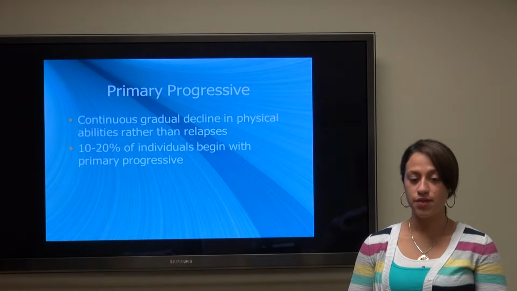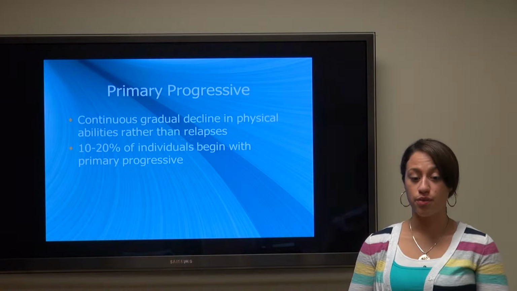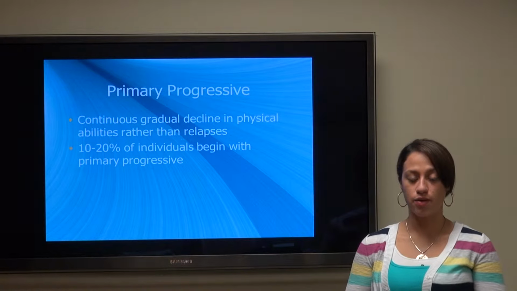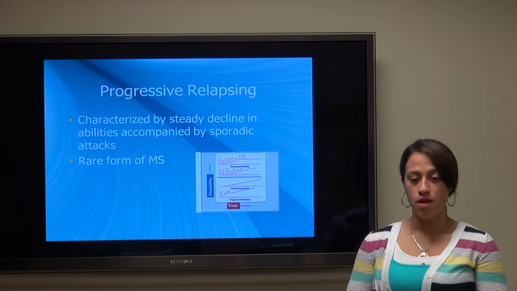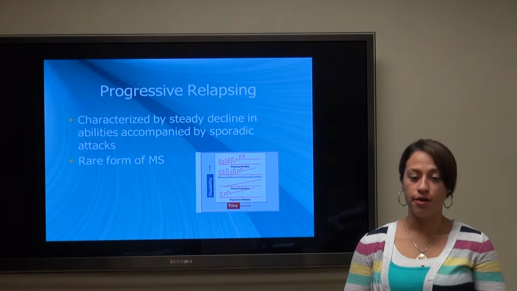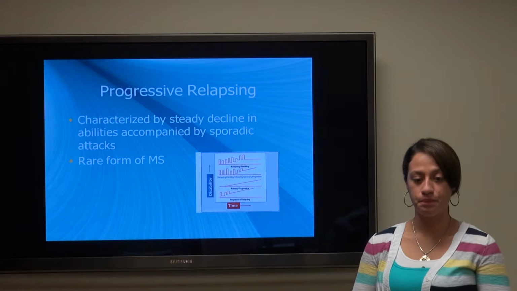In primary progressive, there's a continuous gradual decline in physical abilities rather than relapses, and this is about 10 to 20% of individuals that are diagnosed with MS. The final one is progressive relapsing. So this is basically characterized by a steady decline in abilities with sporadic attacks. This is a rarer form of MS.